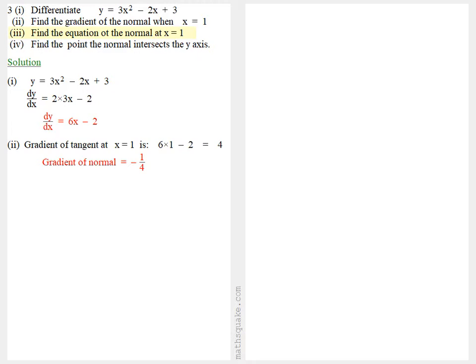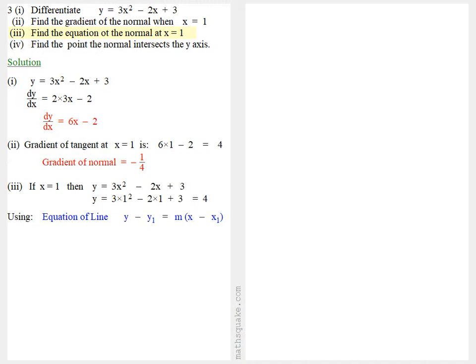In part 3, we're asked to find the equation of the normal at x equals 1. So, substituting x equals 1 into the equation, 3x squared minus 2x plus 3, we can get y. So, y is equal to 3 times 1 squared minus 2 times 1 plus 3, which equals 3 minus 2 plus 3, which is 4.